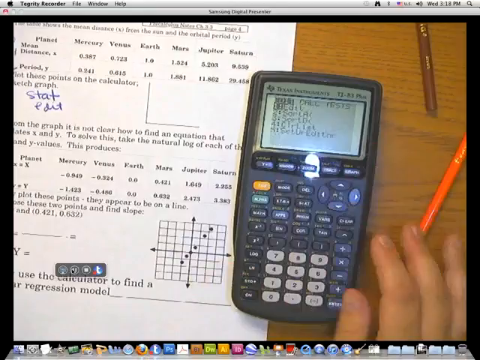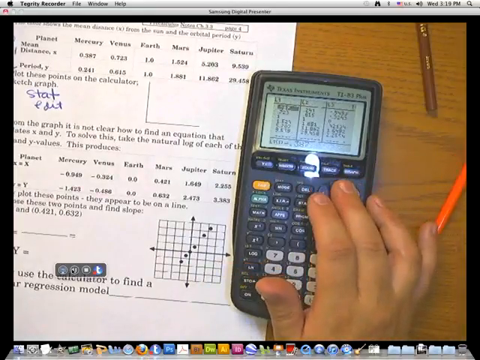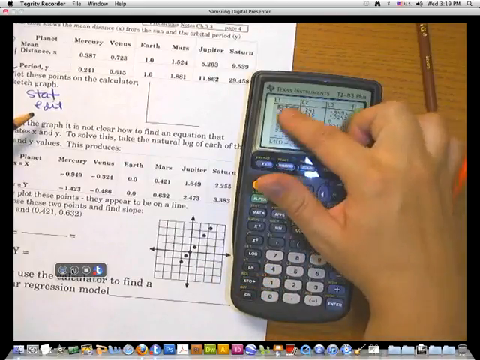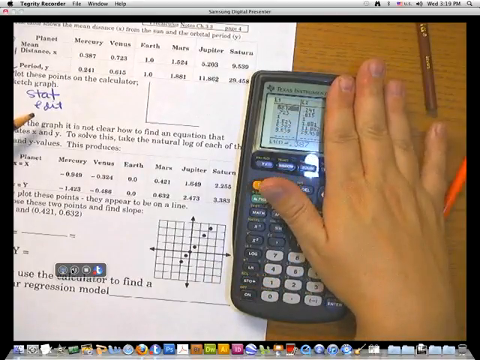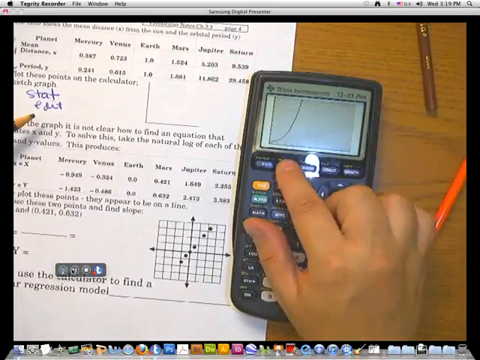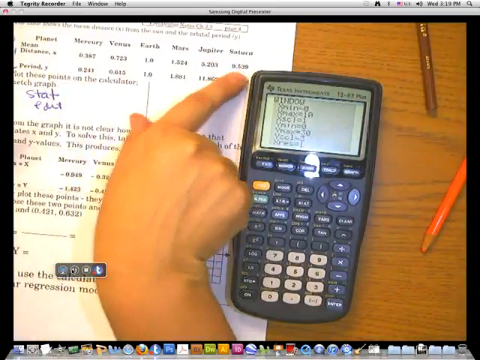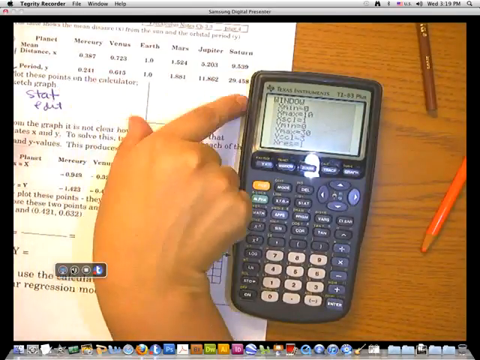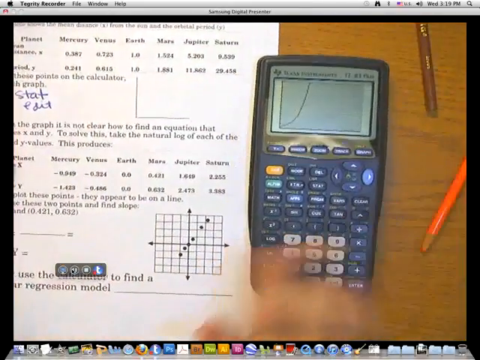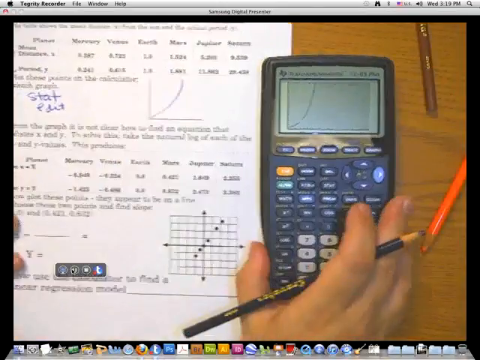Okay, so under stat and edit, you should have input your L1 and L2. Then it said to go to a graph. You want to make sure that when you graph it, you make your window according to your data. So probably 0 to 10 in the X values and 0 to 30 in the Y values, just so you can get a cleaner sketch of it, and we see that it does increase.